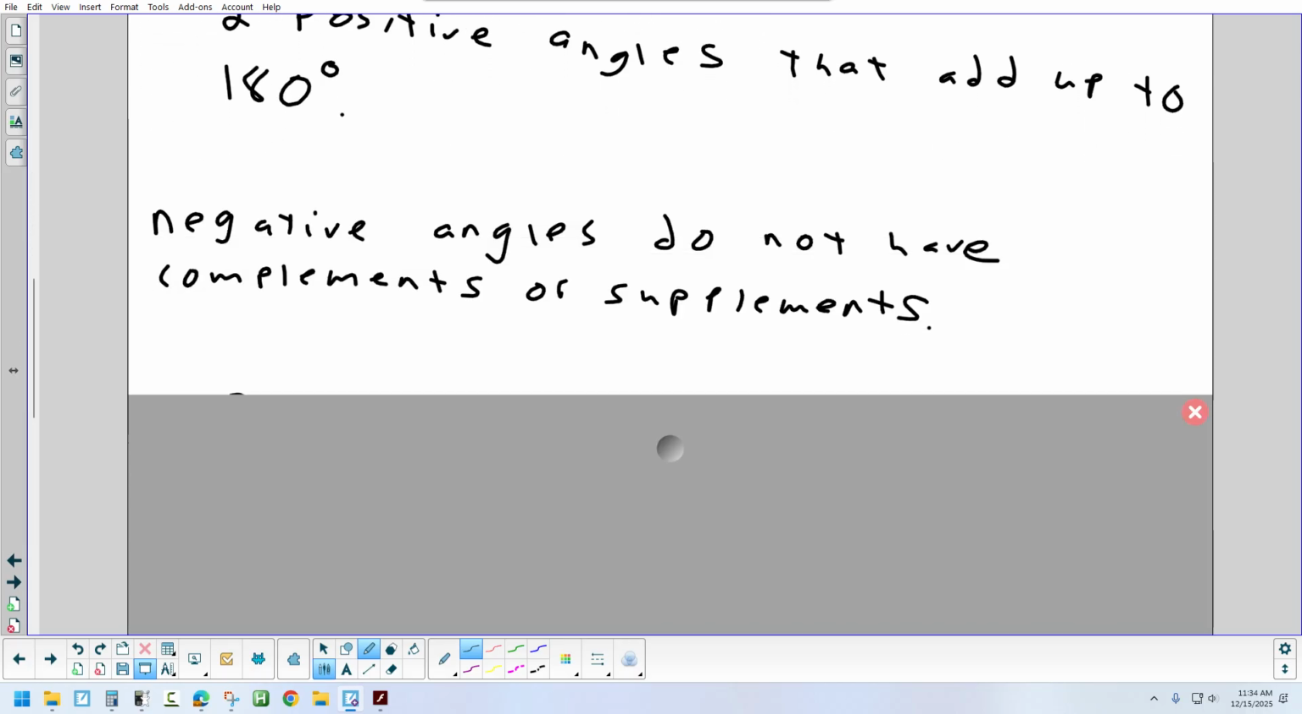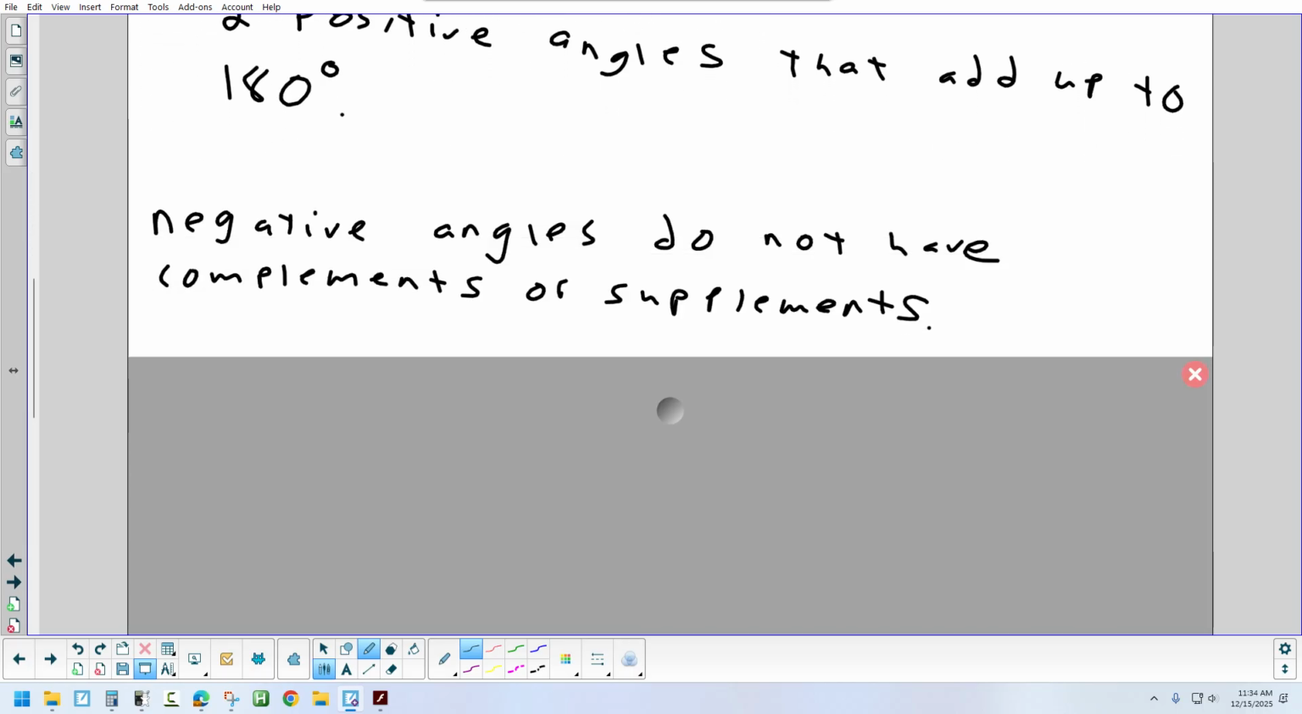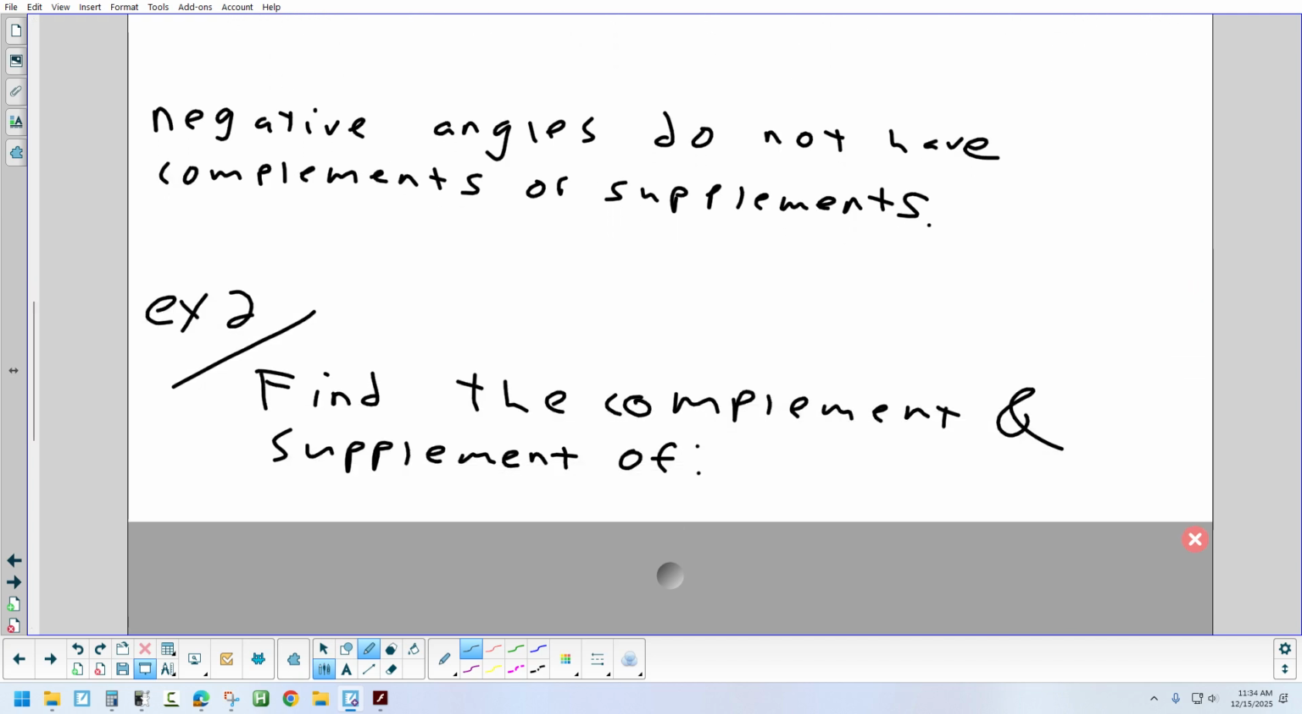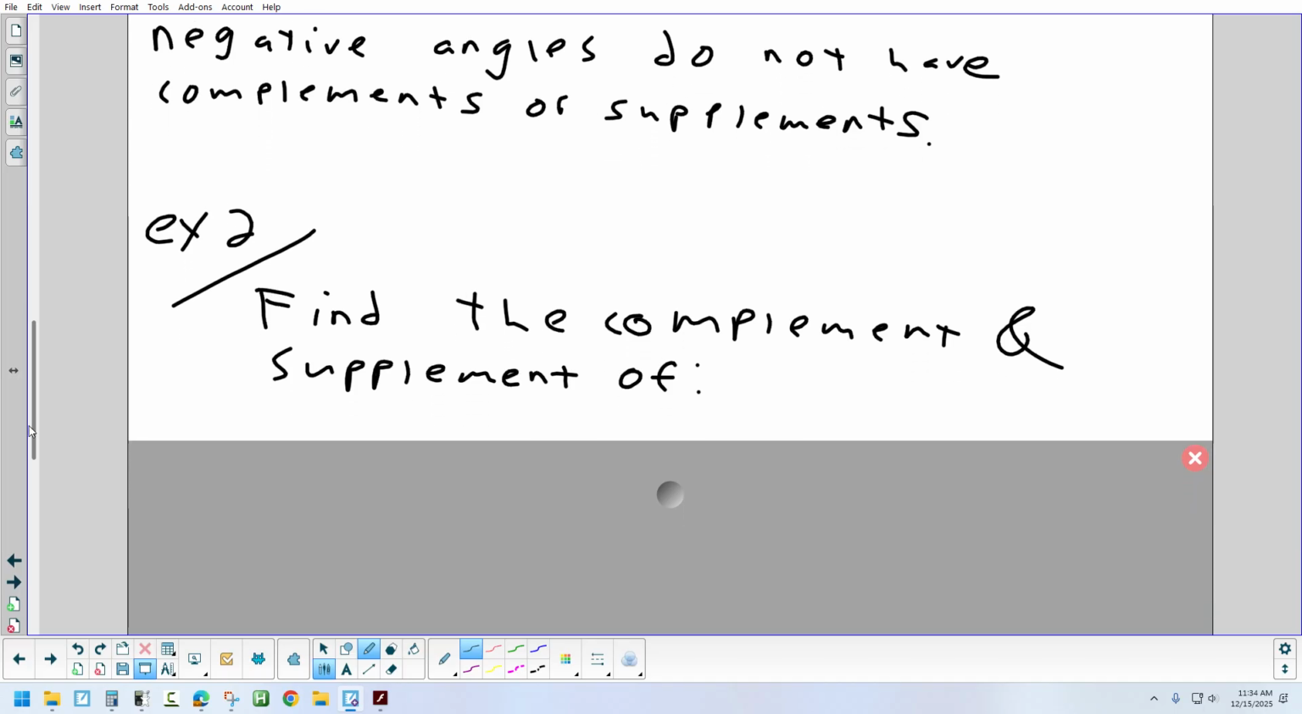All right. So negative angles do not have complements or supplements. That's what I just said earlier. Okay, so I'm going to give you an angle, and then I just want you to tell me the complement and the supplement.